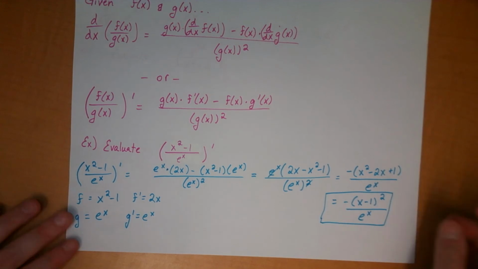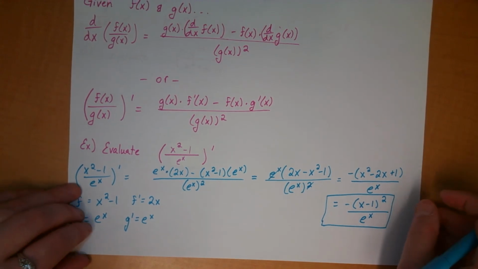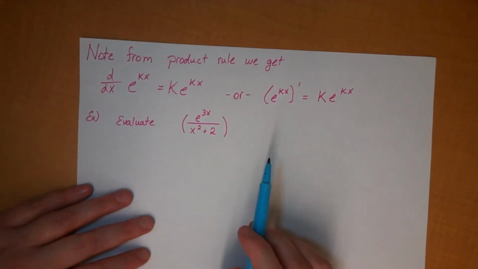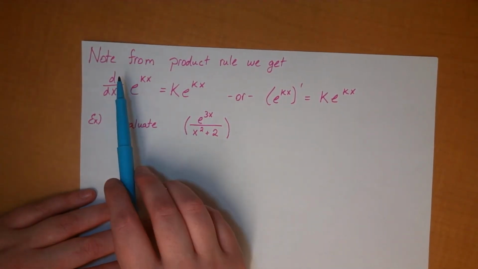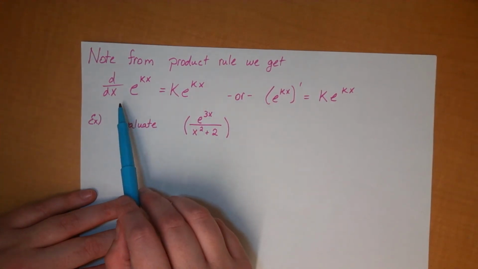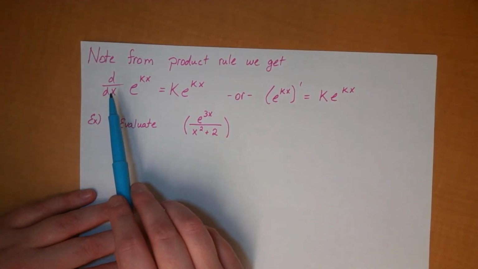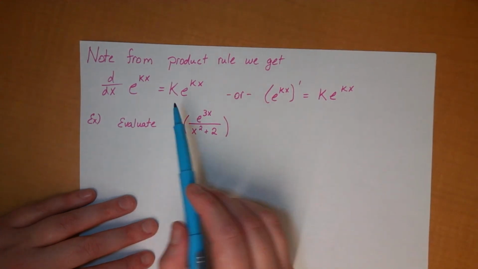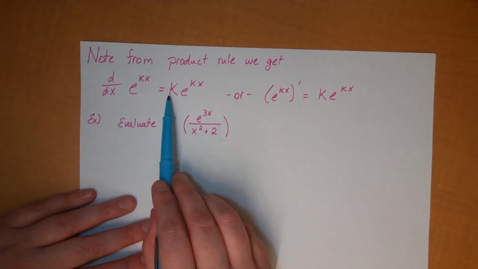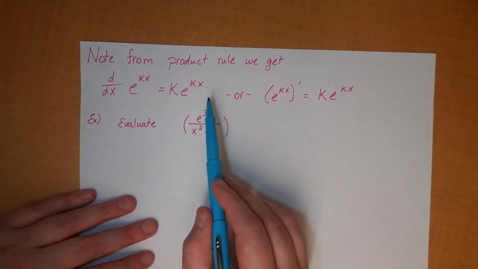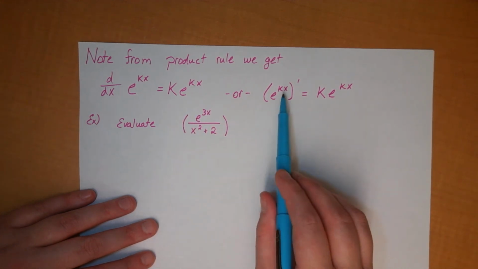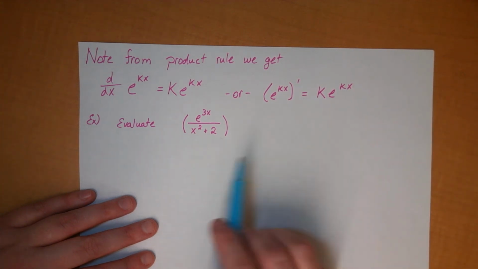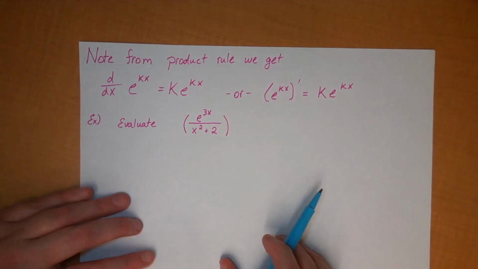All right, cool. Let's take a look at some more stuff. Before I move on to doing this problem, I just want to note that from the product rule, we get a whole new derivative rule, which says that if I take the derivative of e to the kx, where k is just some number, then that's going to equal k times e to the kx. Or in prime notation, e to the kx, prime, equals k times e to the kx. Same thing.